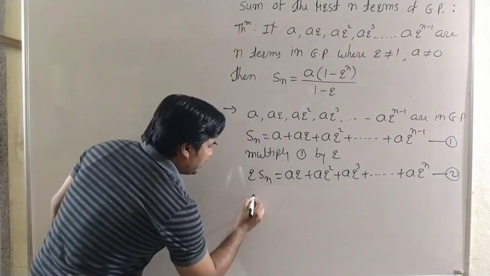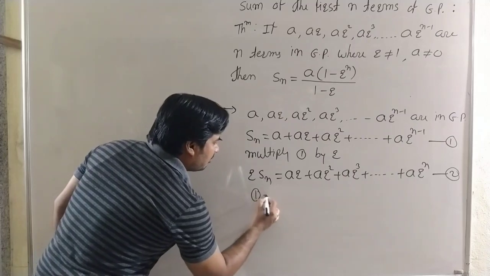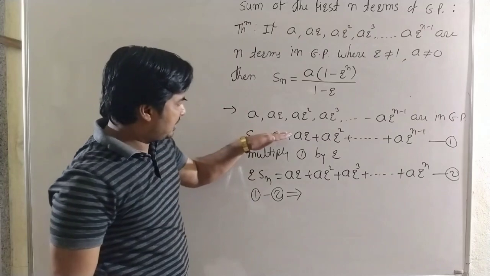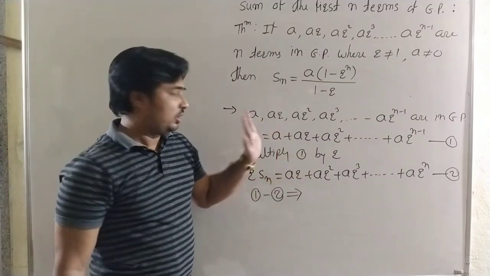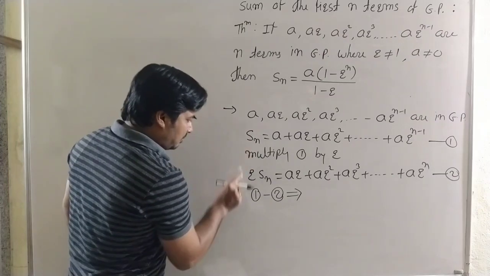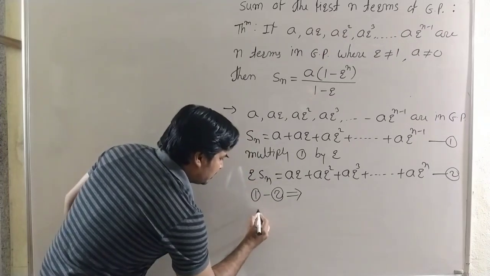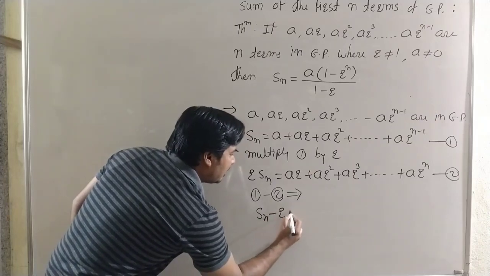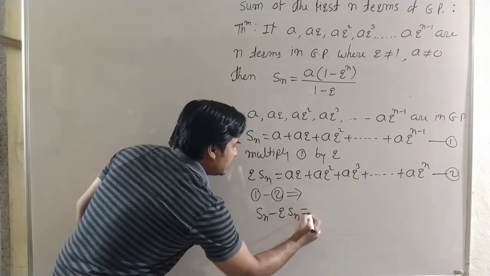Now equation number 1 minus equation number 2, this gives. See carefully, this is equation number 1 and this is equation number 2. Equation number 1 minus equation number 2, that is Sn minus R into Sn. Here the LHS is Sn minus R into Sn.